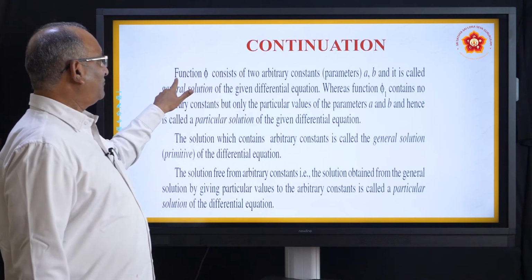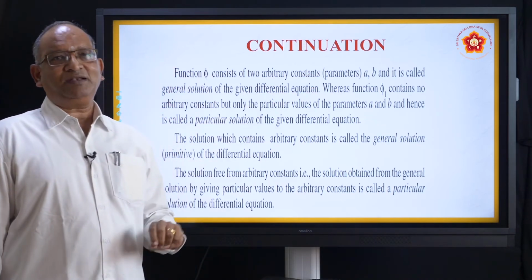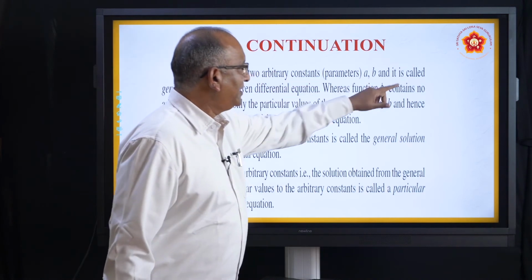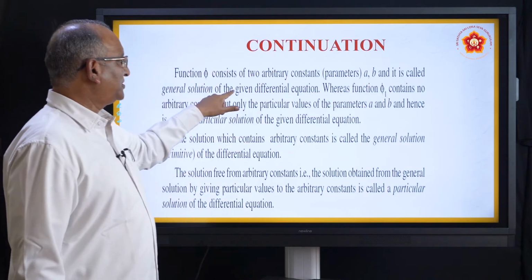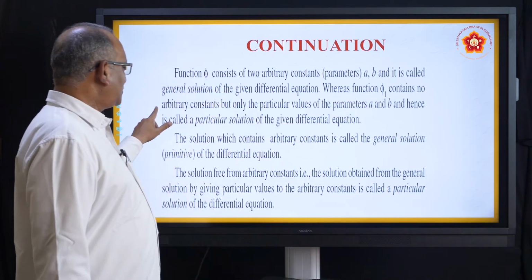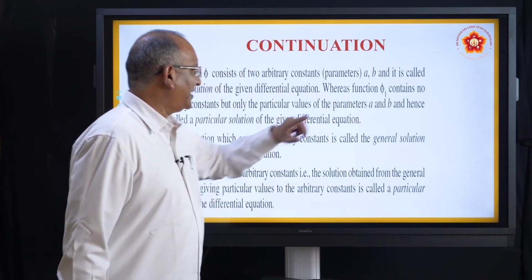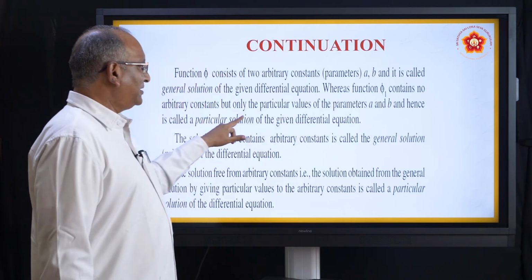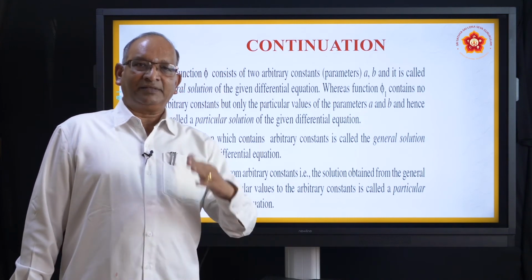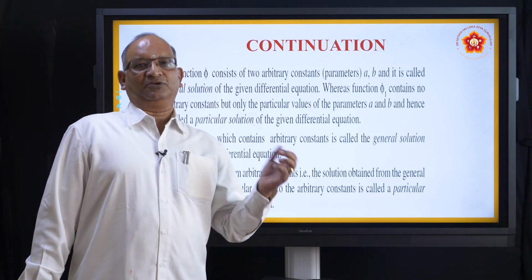Now, he says function phi consists of two arbitrary constants. Instead of one, suppose there are two arbitrary constants, okay, a and b, and it is called the general solution of the given differential equation, whereas function phi1 contains no arbitrary constants but only a particular value of the parameters a and b, hence it is called a particular solution of the differential equation. Now he is trying to explain the difference between general solution and particular solution.